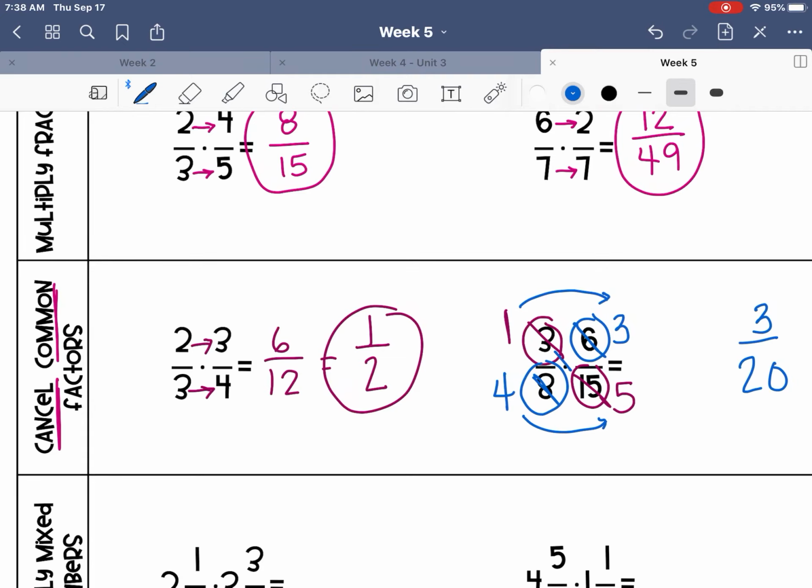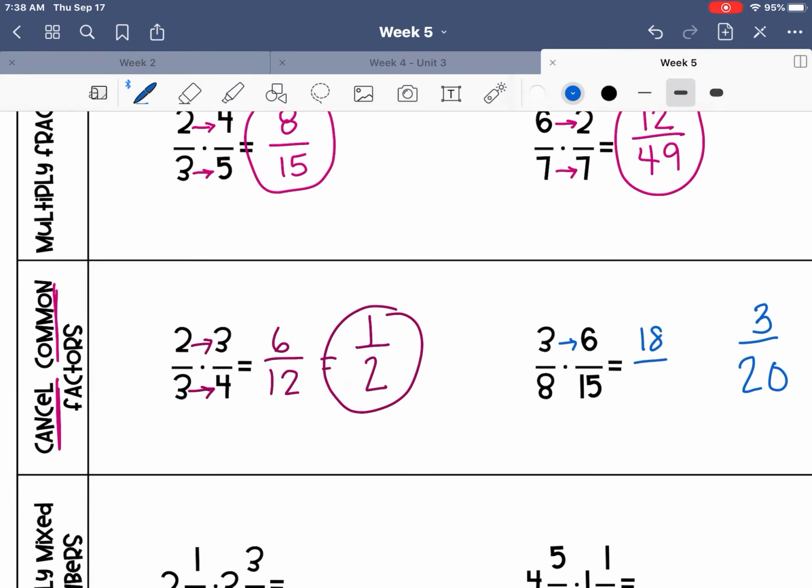Don't like that? Then multiply first and then simplify. I'll show you what I mean. Here we go. 3 times 6, that's 18. 8 times 15 is 120. Guess what? Both of those will simplify down by a factor of 6 to 3/20. I like simplifying before. Maybe you'd rather simplify after. As long as you simplify, I'm good.